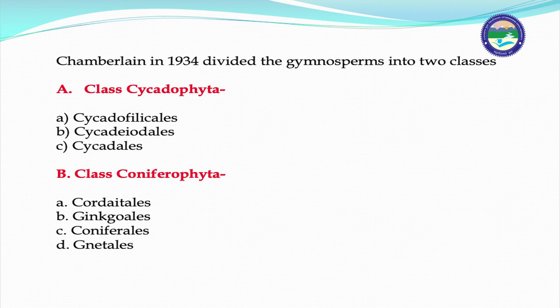The second class, Coniferophyta, includes four orders. These are Cordaitales, which includes an extinct order. Then Ginkgoales, which includes extinct forms and only one living representative, that is Ginkgo biloba. Then the order Coniferales, which includes both extinct and living forms. And then Gnetales, which includes both living and extinct forms.